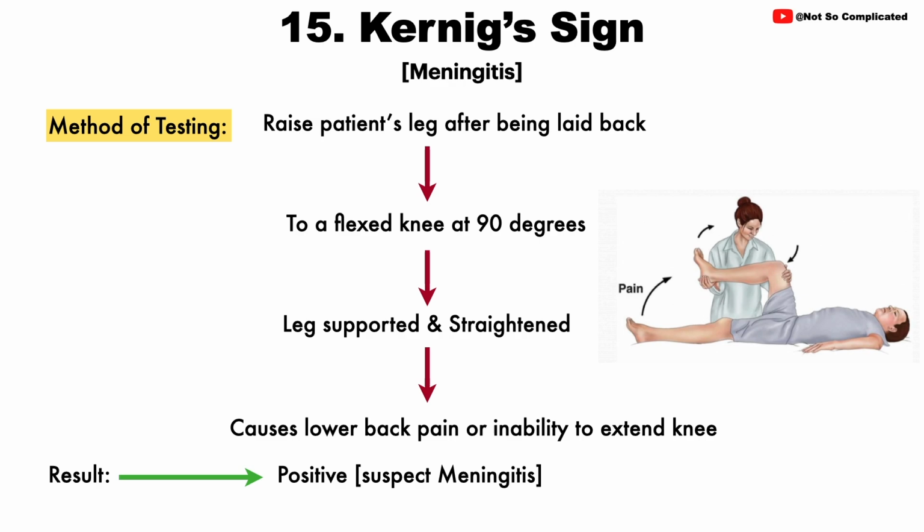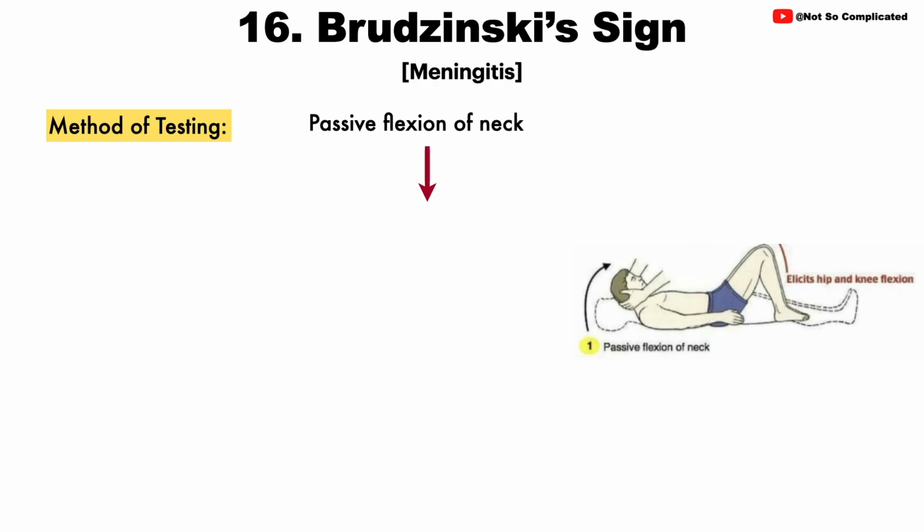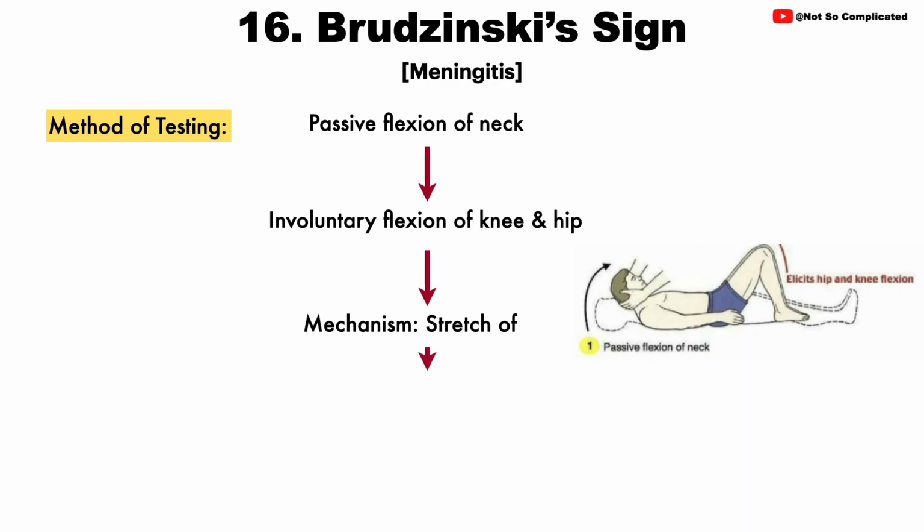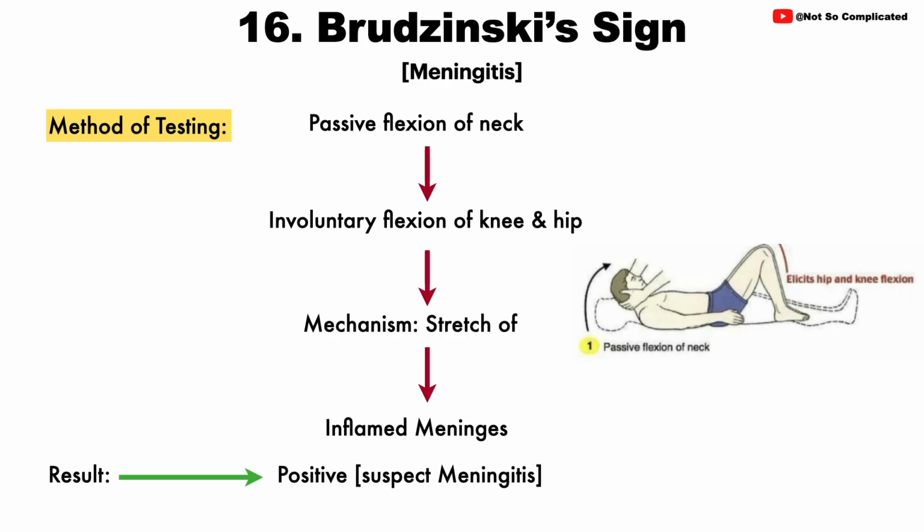All right, so the 16th sign we have is Brudzinski's sign, and this is also for meningitis. Kernig sign and Brudzinski's sign, these are classic for meningitis. So the method of testing is that you have to do passive flexion of the neck. This is quite easy, and there will be involuntary flexion of the knee and hip. All right, so that is Brudzinski's sign. So the mechanism is that there will be stretching of inflamed meninges, right? So if the result is positive, suspect meningitis.